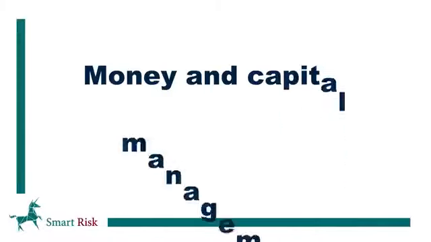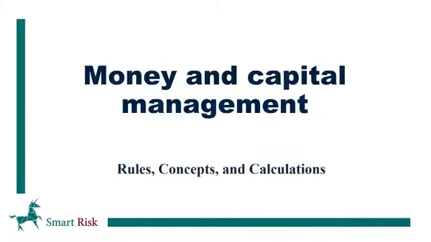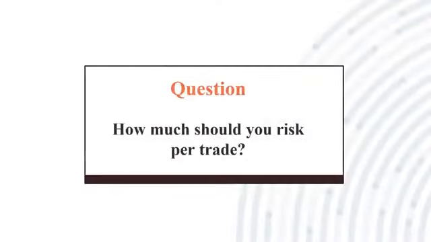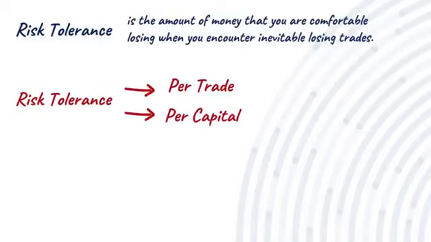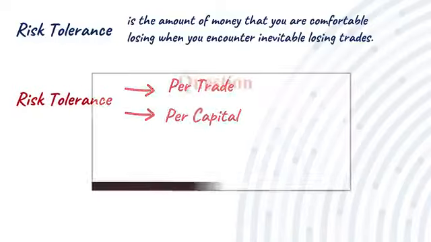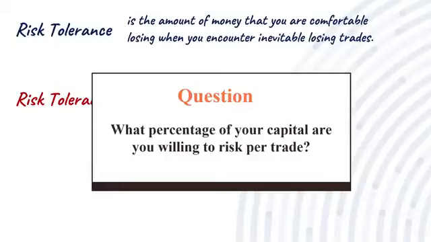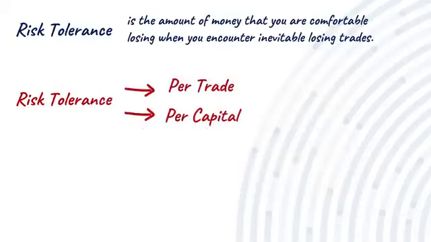Now let's continue with some of the basic rules, concepts, and calculations of money and capital management. How much should you risk per trade? This answer pretty much depends on your risk tolerance. Risk tolerance is the amount of money that you are comfortable losing when you encounter inevitable losing trades. Ask yourself this: what percentage of your capital are you willing to risk per trade, and you will be comfortable losing if things don't go your way?